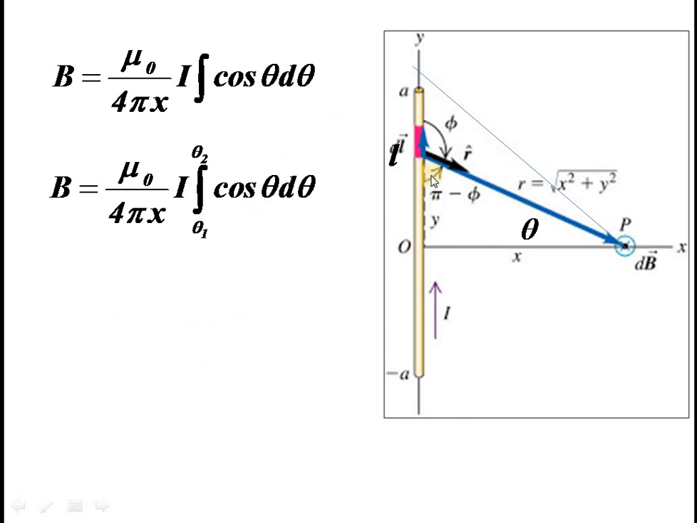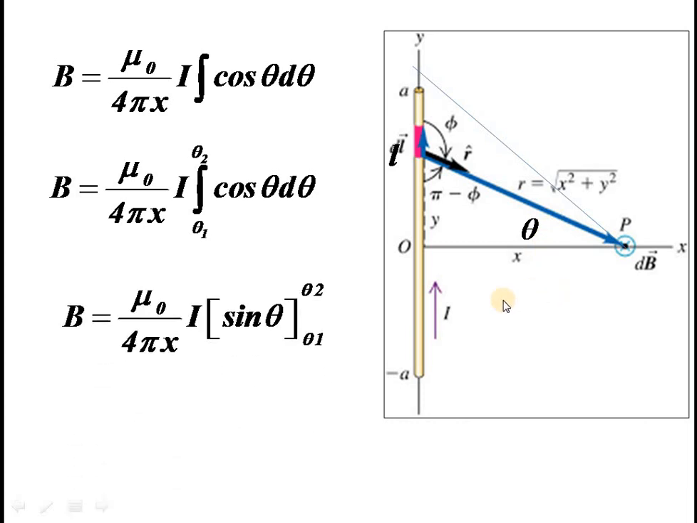So suppose your wire is not infinite, instead it is a small wire, then you can imagine that this theta on the upper side is theta 2 and on the lower side it is theta 1. That means the angle varies from theta 1 to theta 2, for a finite wire.